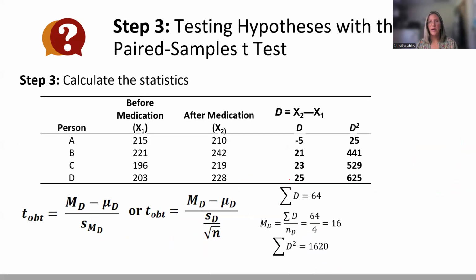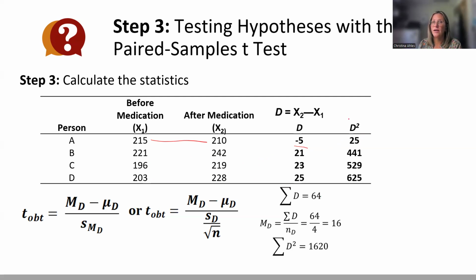So here's kind of how we would calculate this. So we have our before and after. Remember, you're going to subtract the before from the after. So this went down 5 points for person A. So it's down by 5. But this one went up by 21 points. This one went up by 23 points. This one went up by 25 points. So then we get our sum of D, which is 64.